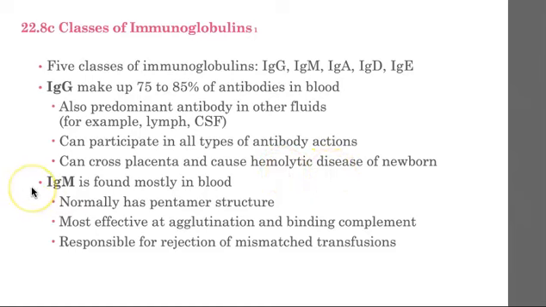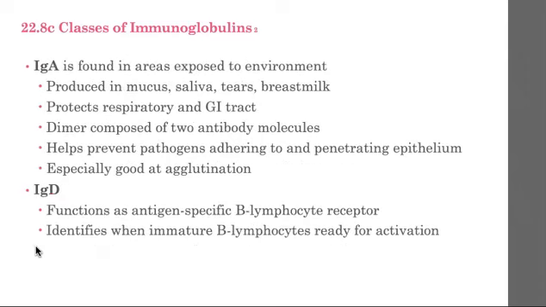Then we have IgM, which is found mostly in blood as well. It normally has a pentamer structure, and it's most effective at agglutination and binding complement proteins. It's responsible for the rejection that we have in mismatched blood transfusions.